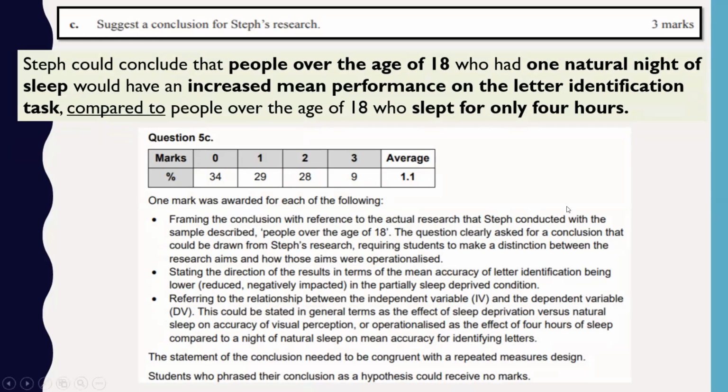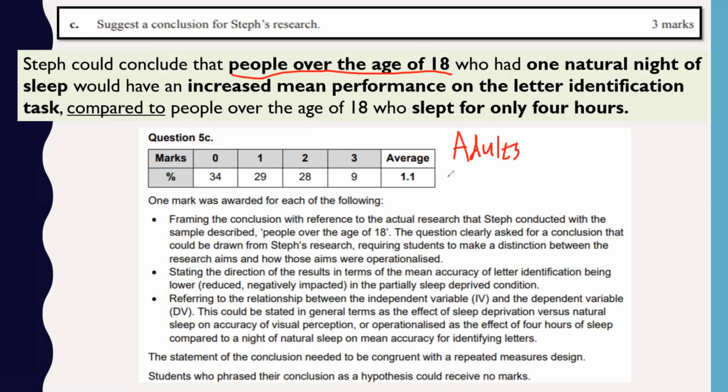Number one, the first thing you always need to include in any conclusion that you write is the sample of participants. In Steph's original study, she used people over the age of 18. So you are required to write this in your conclusion. You can either write people over the age of 18 or you can write adults, because people over the age of 18 are otherwise known as adults. Both of those are fine.